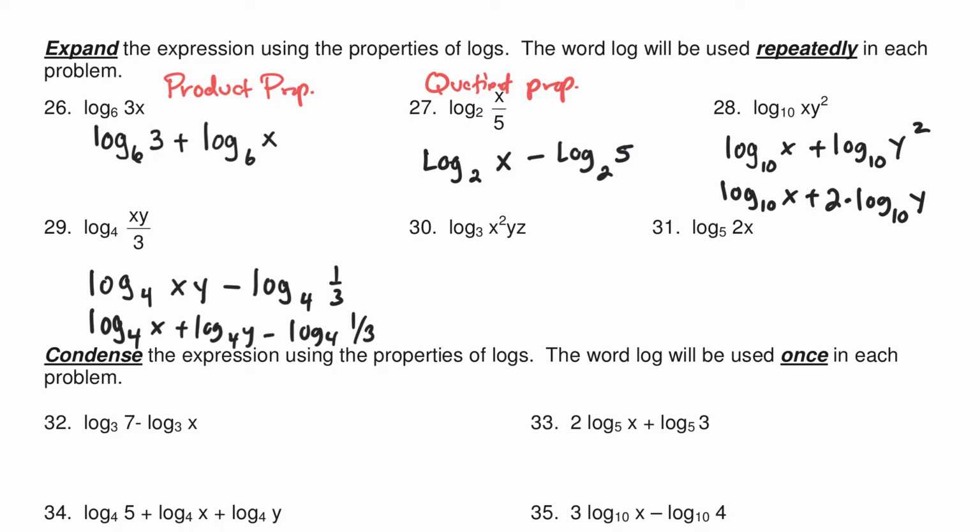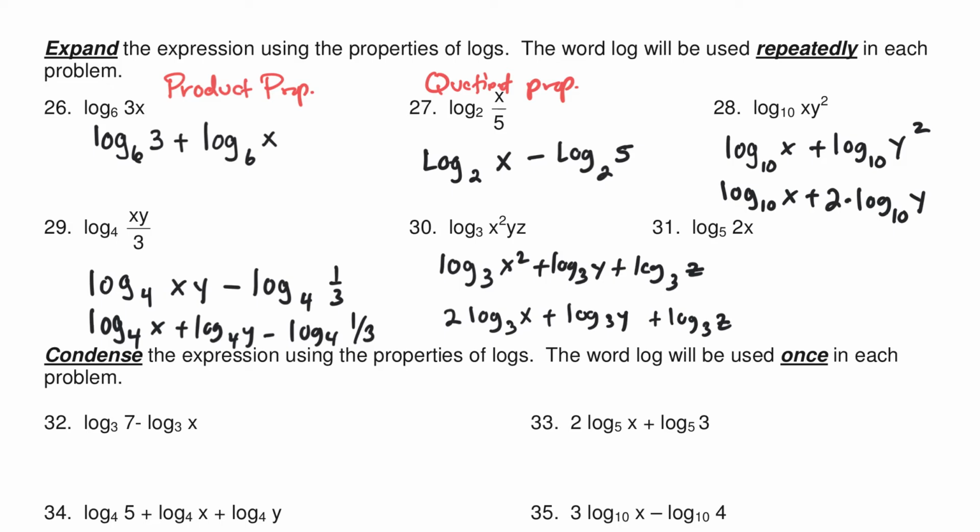Number 30, you see how we have the product of x squared, y, and z. So you're going to have log base 3 x squared plus log base 3 of y plus log base 3 of z. That 2, you can use the power property. So you have 2 log base 3 of x plus log base 3 of y plus log base 3 of z.